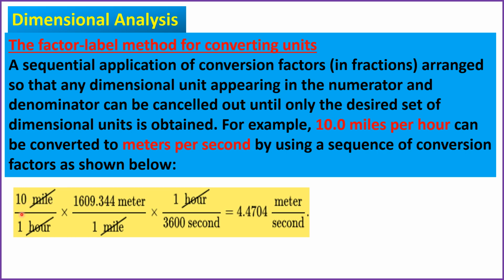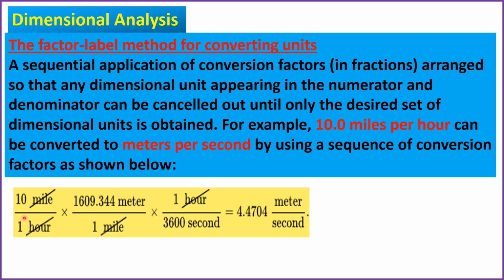So 10 miles per 1 hour is converted to meters per second by first providing the conversion factor, where 1 mile is equivalent to 1,609.344 meters. Also, the conversion factor 1 hour, which is equivalent to 3,600 seconds. Alright, so the unit mile gets cancelled as well as the unit hour, and we are only left with the desired unit, which is meter per second.